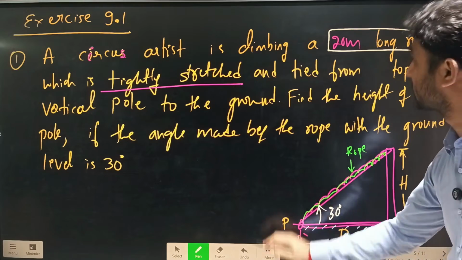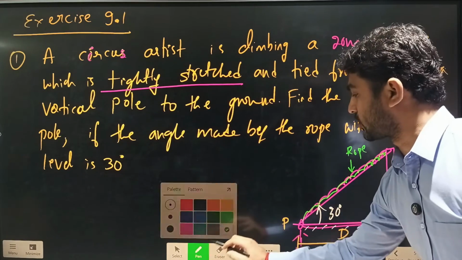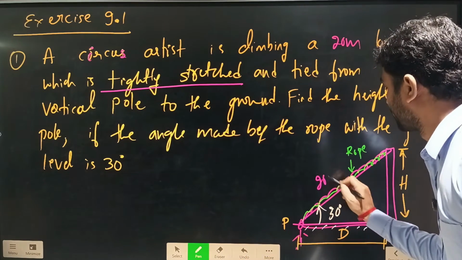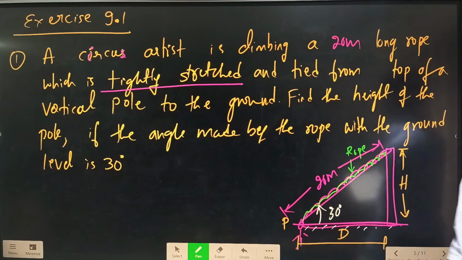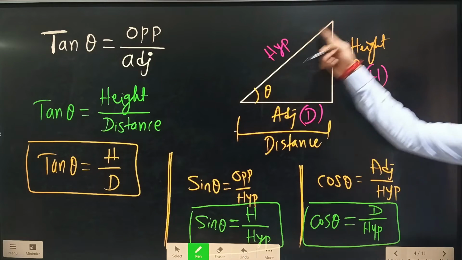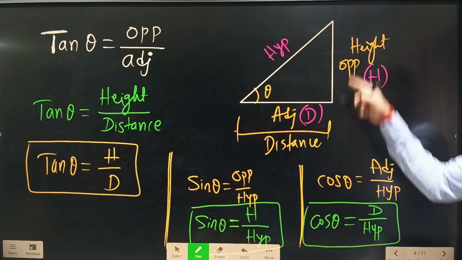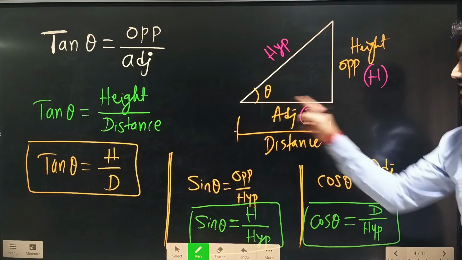That means, dear friends, here you can observe carefully. This 20 meter is the length of the rope. Here to here is 20 meter. Which side is this? That is the hypotenuse side. You can observe here, this is the hypotenuse side. This is the height or h, or this is the distance of the pole.